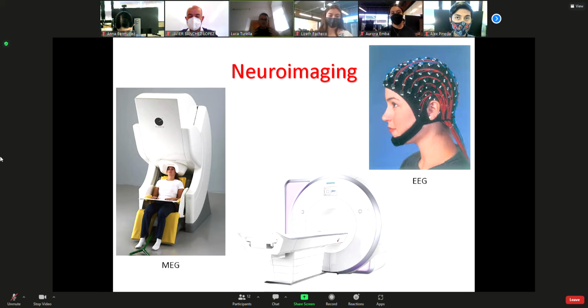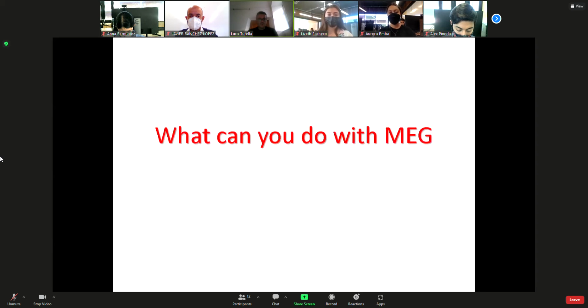So in order to efficiently use a technique, you need to know what the technique measures and how you can use that signal to answer specific questions, scientific questions or clinical questions, if you're more interested in the clinical part. And for this, you need to know how these signals originate in the brain. Okay. So let's start with the first part.